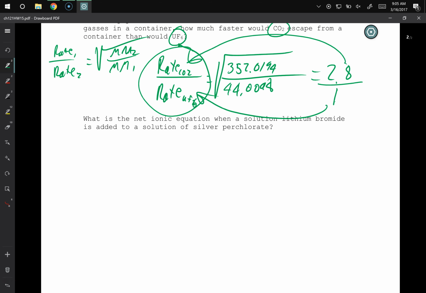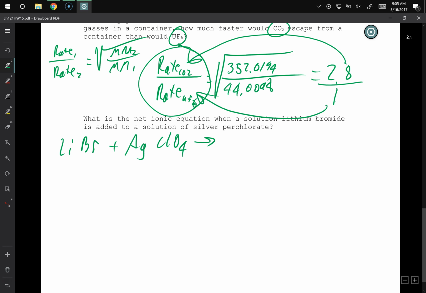What's the net ionic equation for lithium bromide added to a solution of silver perchlorate? Okay, so I've got lithium bromide and I've got silver ClO4, perchlorate. These two things are coming together. And what state are these things in? They've got to be aqueous. I said solution, so aqueous.